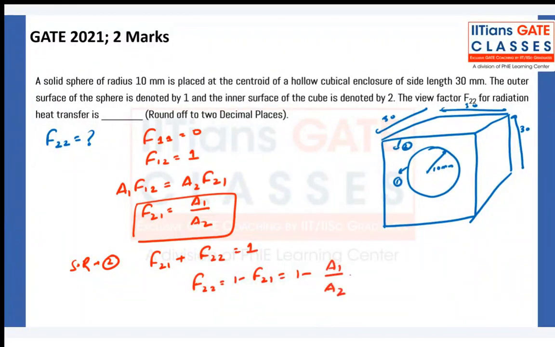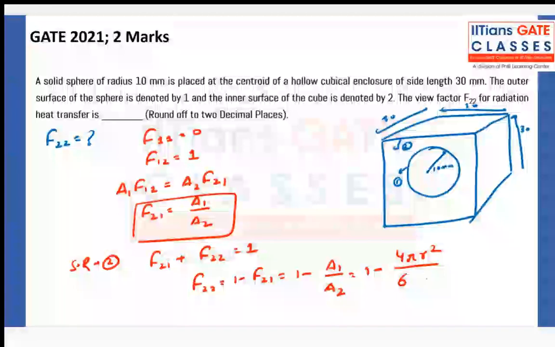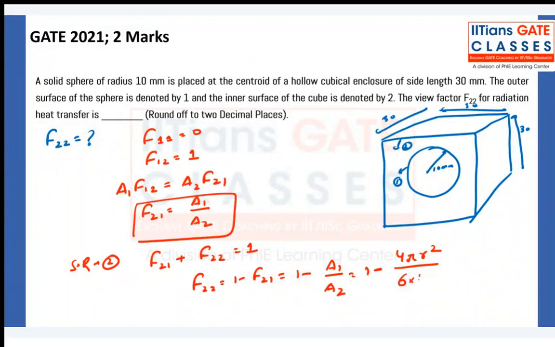What is A1? It is 4 pi r square. What is A2? It is 6 into the area of one side. There are 6 sides, and the area of one side is L square. So you can put in the values. This is R1. So 1 minus 4 pi R1 square. R1 is how much? 10 millimeter. So 10 square upon 6 into 30 square.